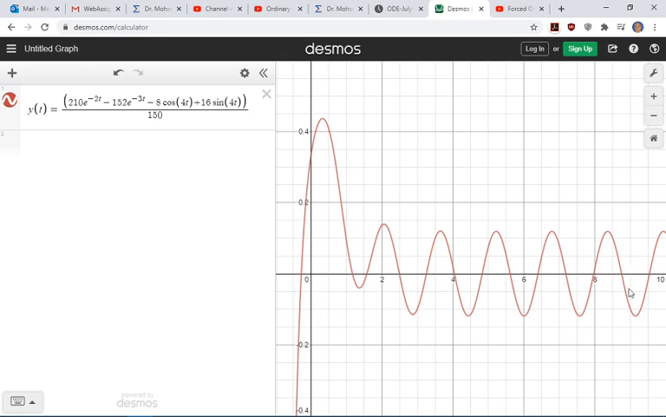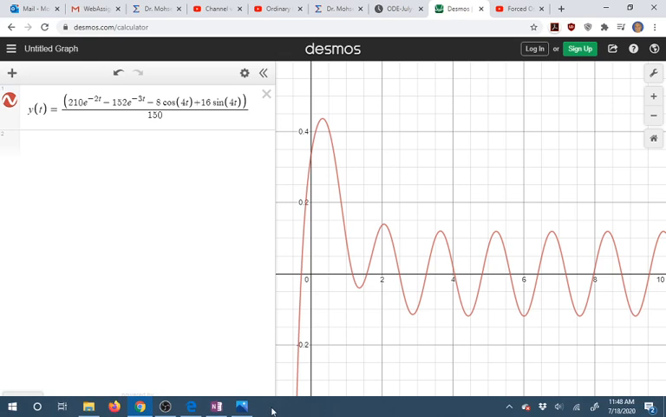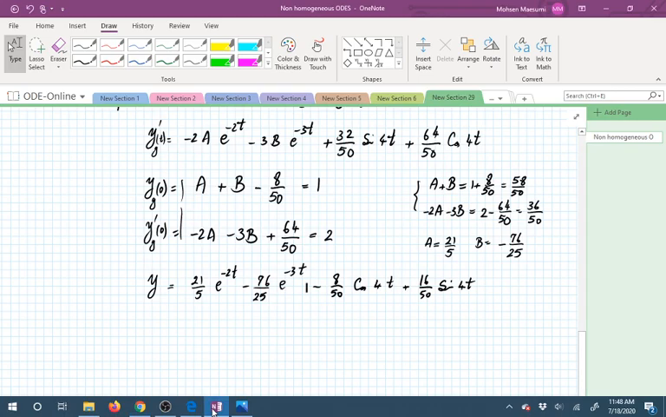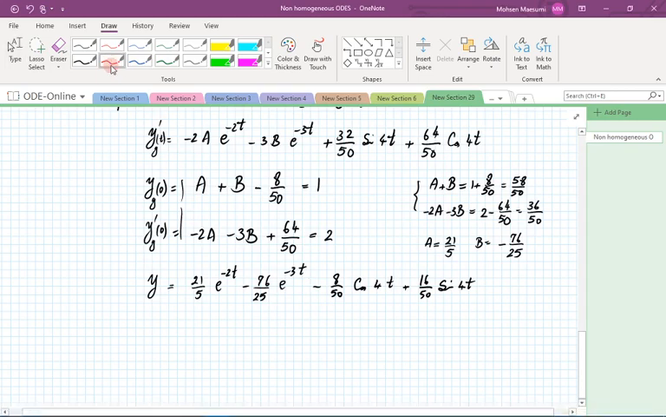So let's go ahead and note that in our solution here, the terminology is that this is the transient, because these exponentials make it die away, and this does not die away, and sometimes they refer to it as a steady state.